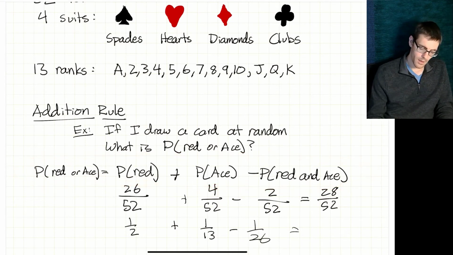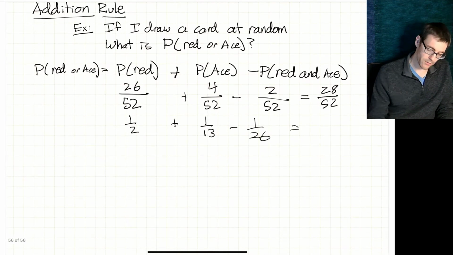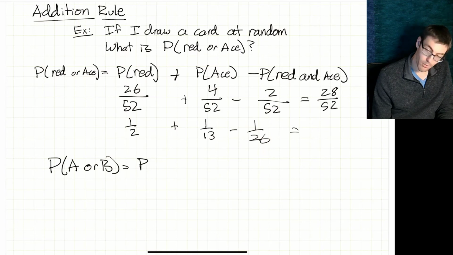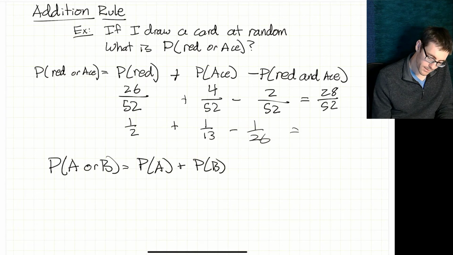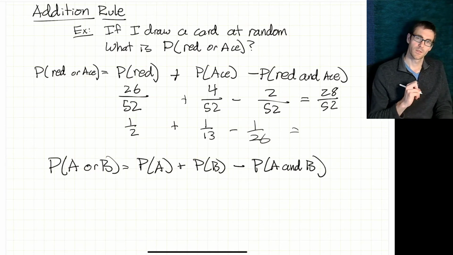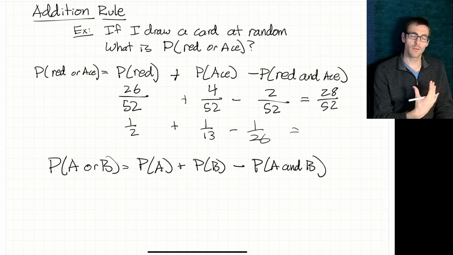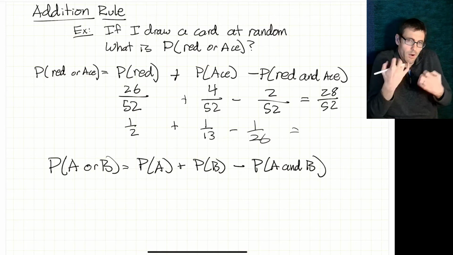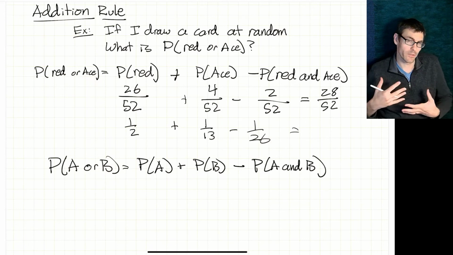The reason that I wanted to walk through this was that I wanted to point out the structure of this formula, because this is the generalized addition rule. So the rule is that the probability of A or B is just going to be the probability of A plus the probability of B minus the overlap. And the reason we have to subtract off this part is because this is the portion of the probability that we're double counting.